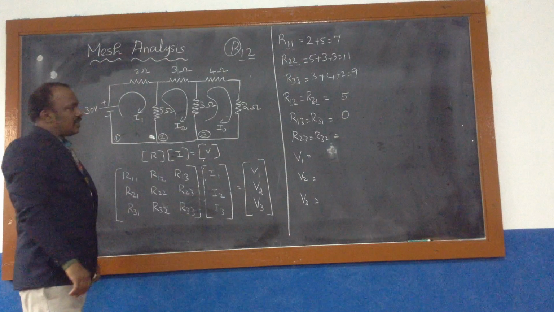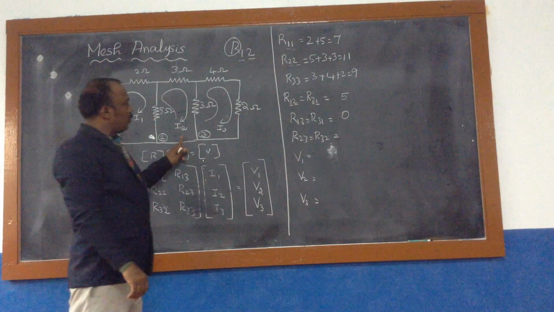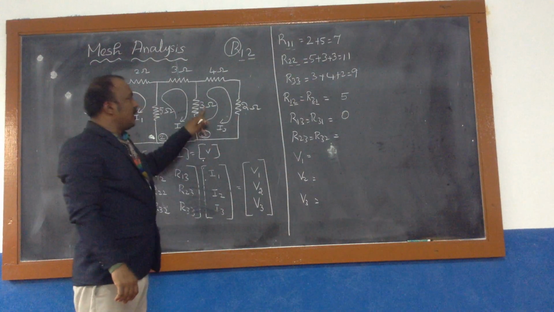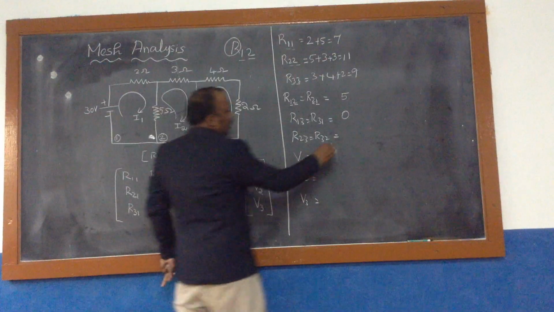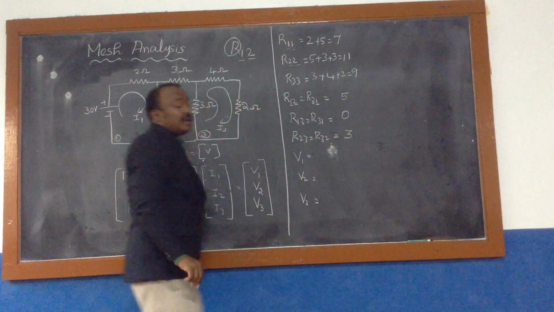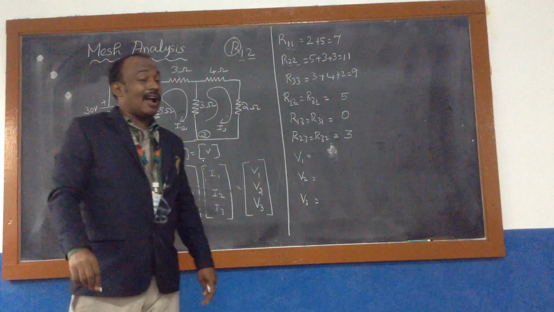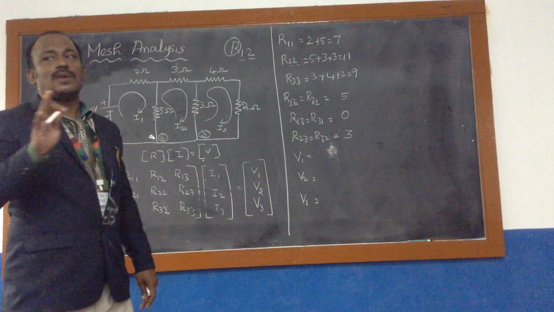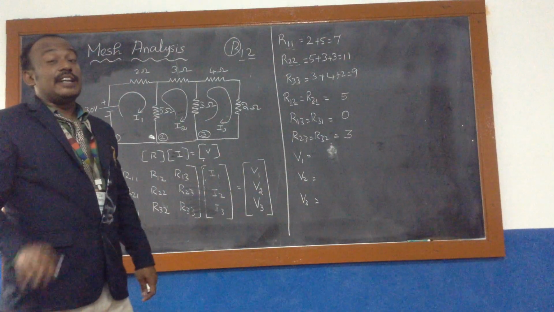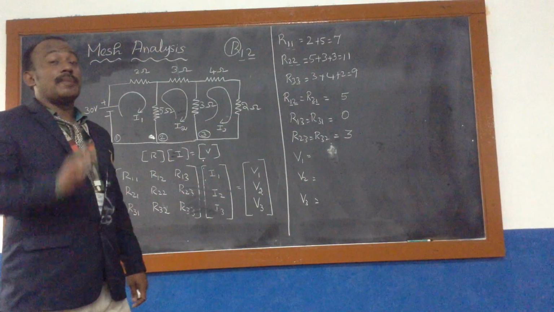Similarly, when you consider the second loop and third loop, the value will be the 3 ohm resistor. And the important thing here is whether the non-diagonal elements are positive or negative. It depends upon the current direction in that particular element.